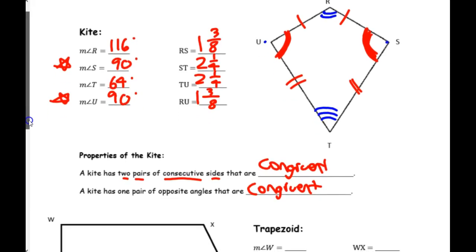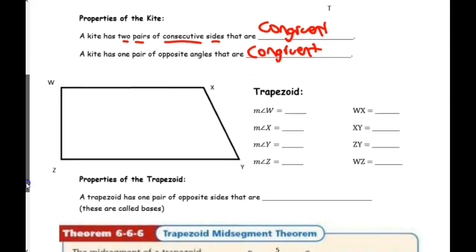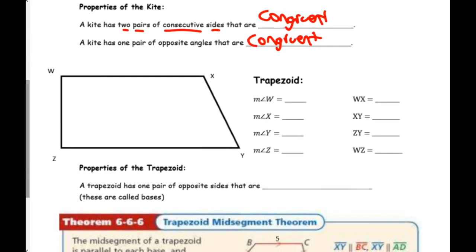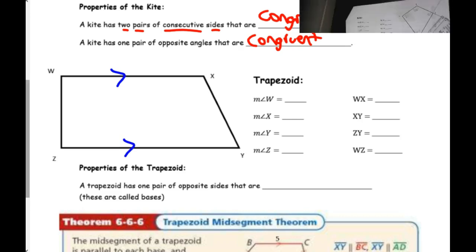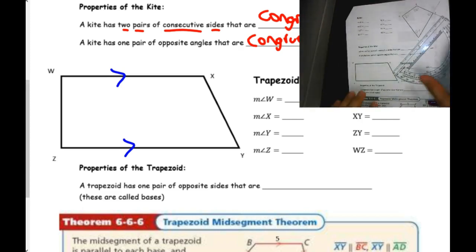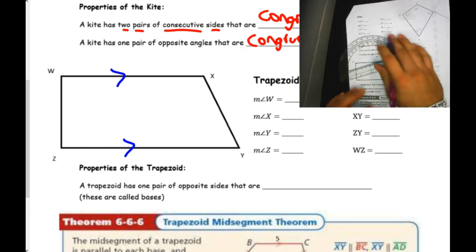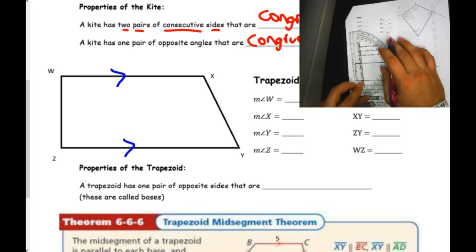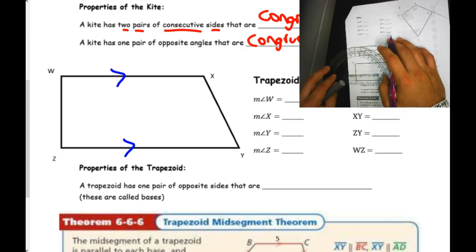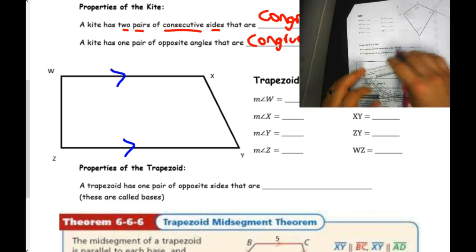Okay, last shape. Talk about trapezoid. Now, what makes a trapezoid is that it has 1 pair of parallel sides. Okay? So let's measure this real quick. Angle W and angle Z, well, those are 90. You can see it, but you can also measure it. Okay, so 90 degrees, 90 degrees. Let's measure X.